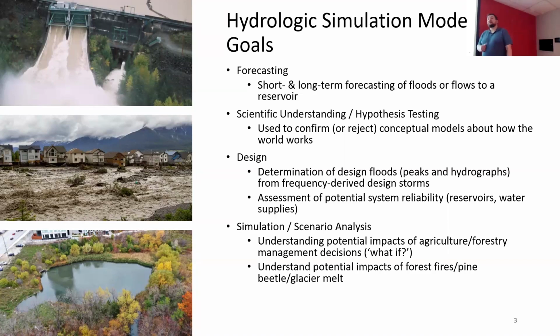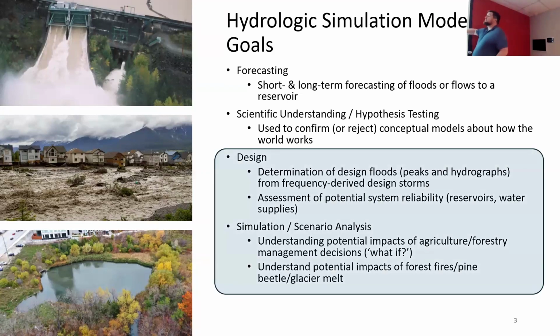Lastly, we use hydrologic models for simulation or scenario analysis. We use them to ask, what if we change our forestry practices? What if we change our agricultural policy? What if we change how we allocate water in water scarce regions? And so we say, what if certain things happen? And so we're trying to understand the potential impact of things like forest fires or pine beetles or glacier melt. And it's these two areas of application, design and scenario analysis, where we're looking at longer time horizons, 20 years, 50 years, where we really have to account for changes in climate.